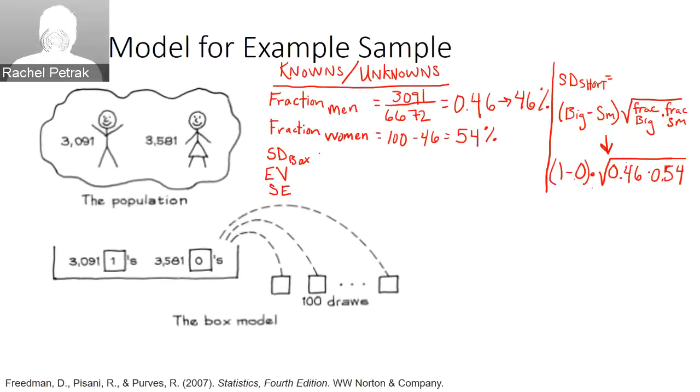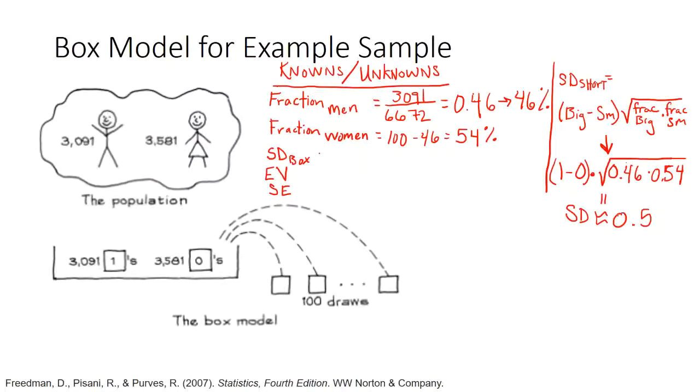This is just 1 minus 0 times the square root of 0.46 times 0.54. And we can then know that our SD is approximately equal to 0.5. Great. So now we know that the SD of the box is 0.5.